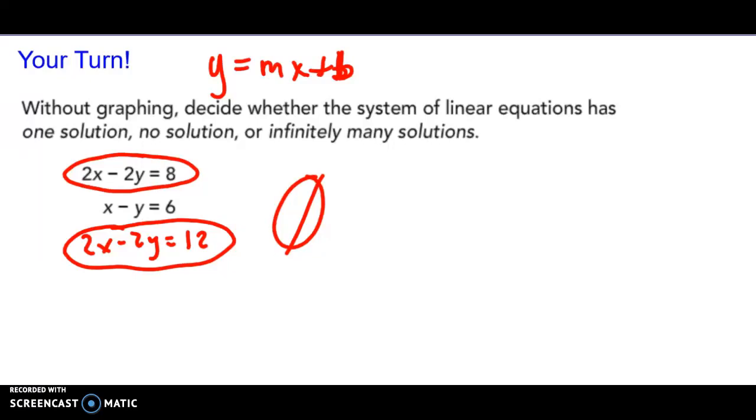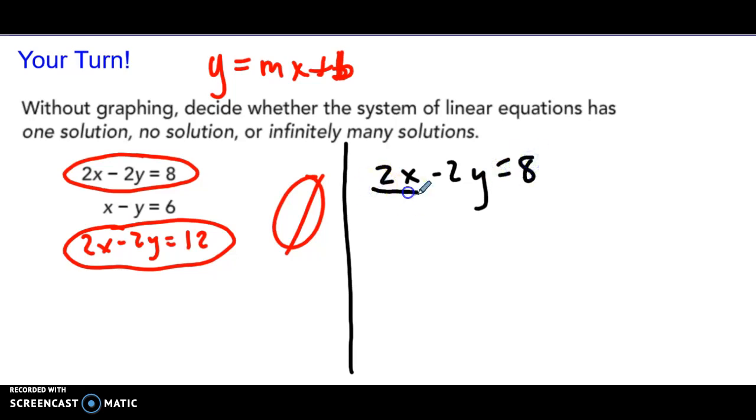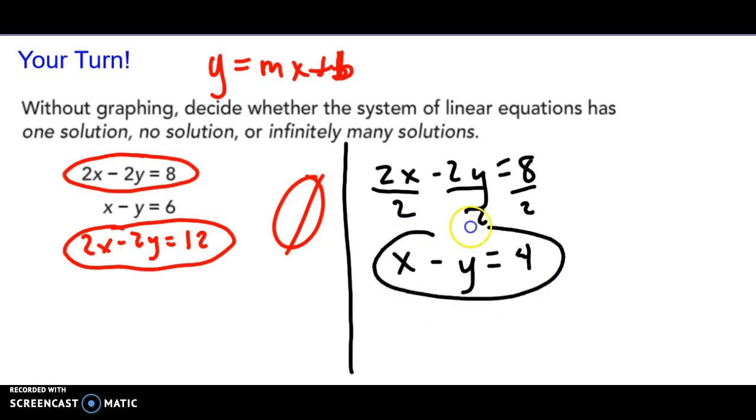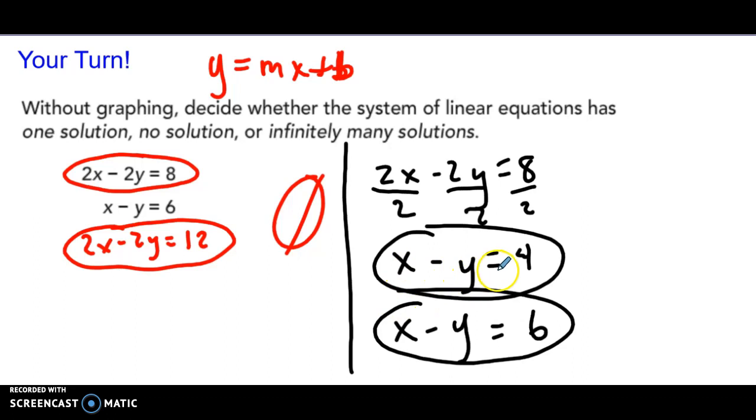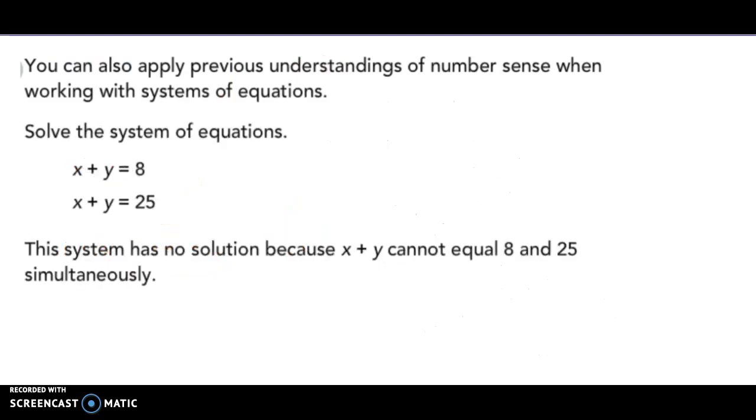Okay, now the second thing you could do to solve this is you could also look at these equations by taking the first one and dividing it by 2 so that we could compare them more easily. So if I divide each term by 2, that would give me x minus y equals 4. And then I can see that this first equation is similar to my second equation, but they're not the same. And x minus y cannot equal 4 at the same time as it equals 6. So that would be no solution.